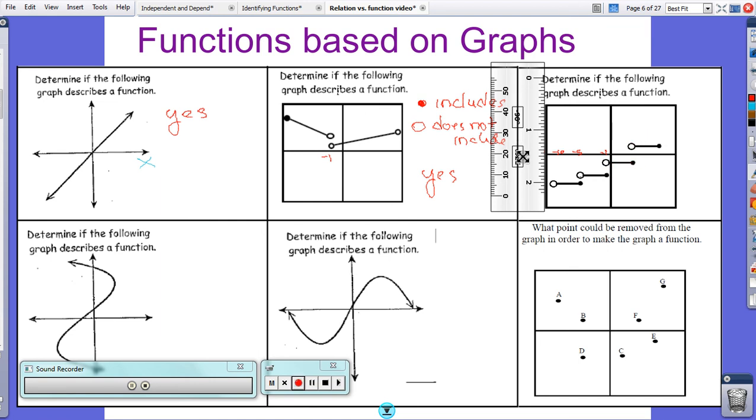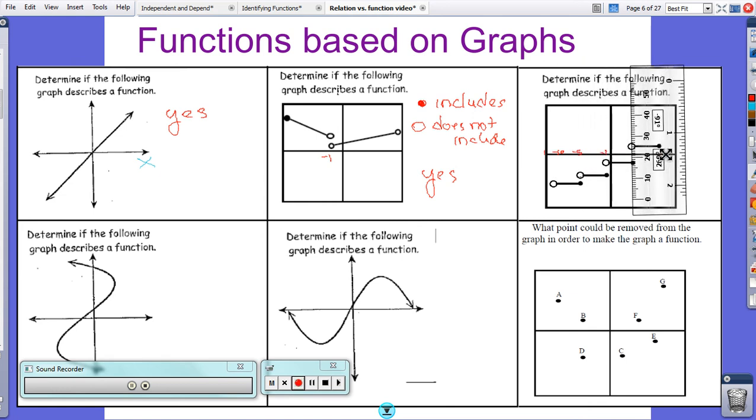So when we run over, boom, we're touching this twice. They're exactly on top of each other. However, this is an open hole, so we're not including that -5. This one is including -5, so it's only being used once. Same here. This is only being used once. This is only being used once. So this is a function. Let's go down.